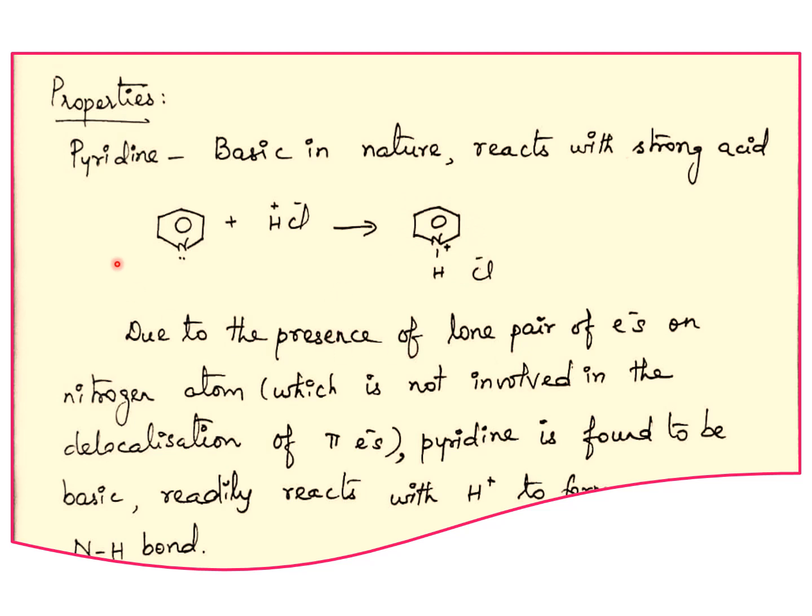Because of the lone pair of electrons on the nitrogen atom, note the point, it is not involved in the delocalization of pi electrons. This lone pair of electrons does not involve itself in the delocalization of pi electrons. Because of the availability of this lone pair, it is able to react with H plus to form a new N-H sigma bond. So from this we can say that pyridine is basic in nature. It reacts with acid very easily.